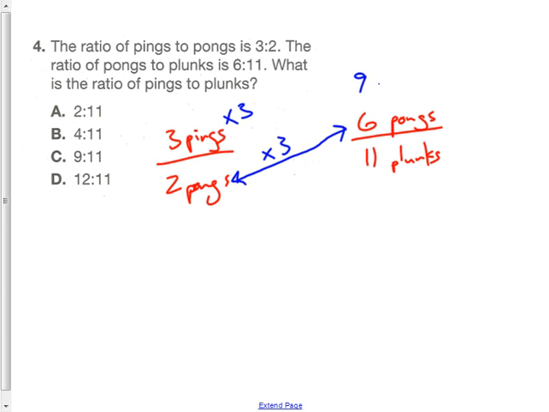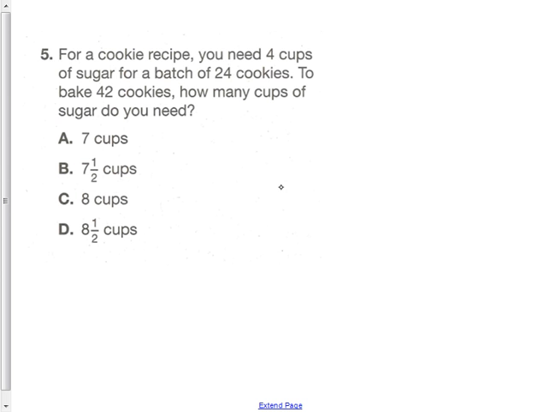So I would get 9 pings to 11 plunks, and that's choice C there, 9 to 11. So again, just matching corresponding parts. The pongs were the key because the pongs were both in each comparison.